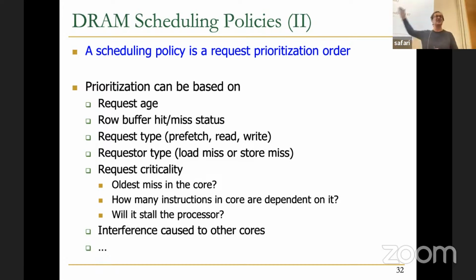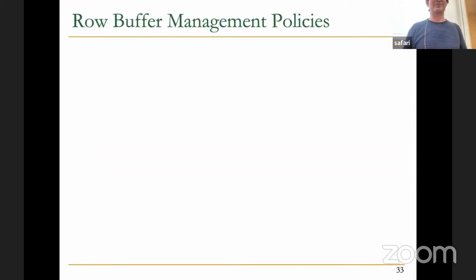This is, I think, a good quick summary of what prioritization could be based on. There's also, I think, room for creativity over here. People need to think about other things that prioritization could be based on. Any questions?